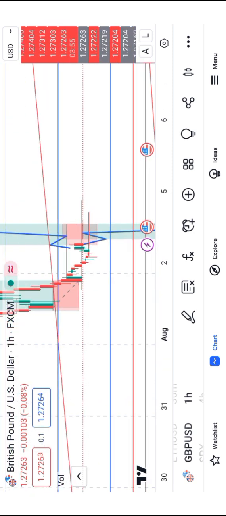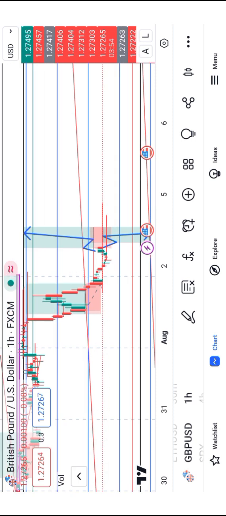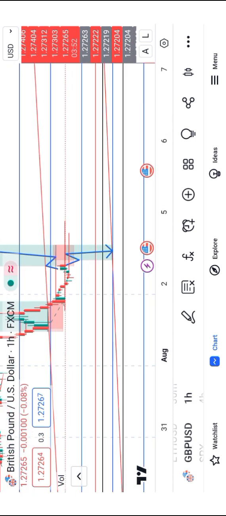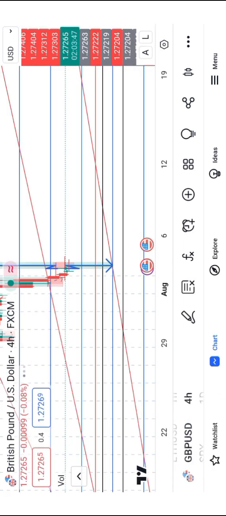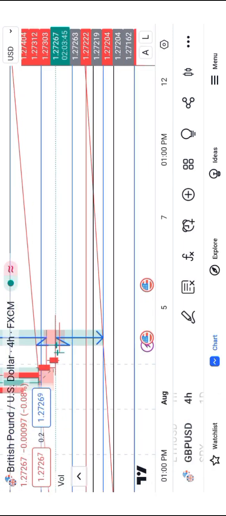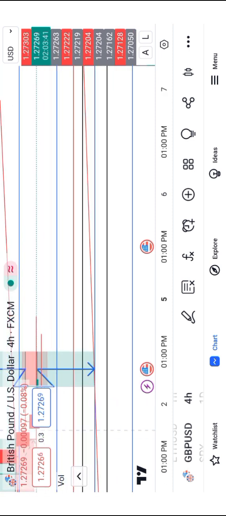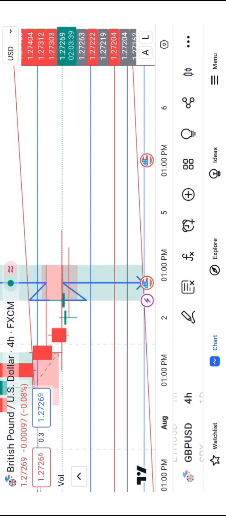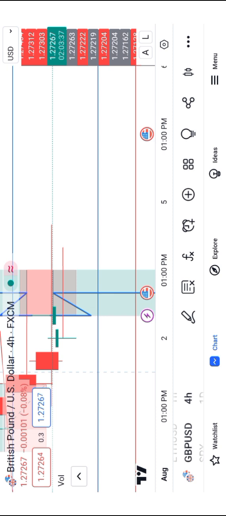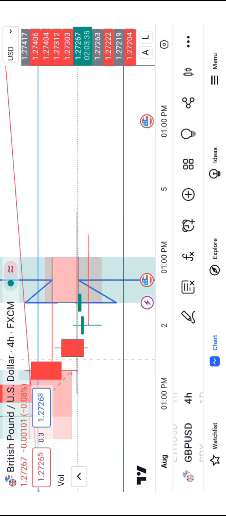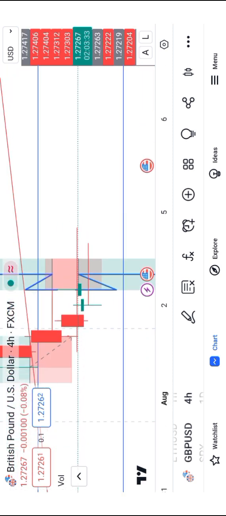So this is it. What we are anticipating, and we are watching price do all of those. You can see the consolidation around that area. You see at 4 hours, you can see the consolidation of that area. You can see the rejection and the rejection.